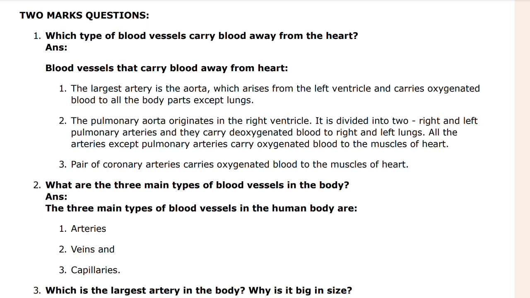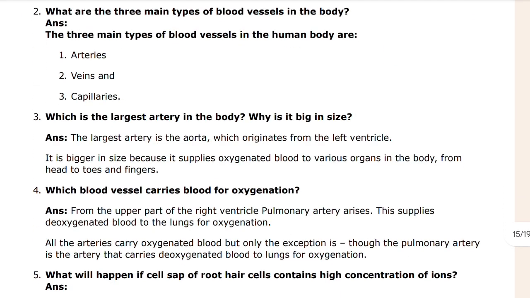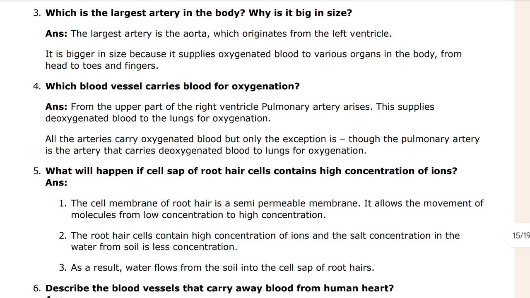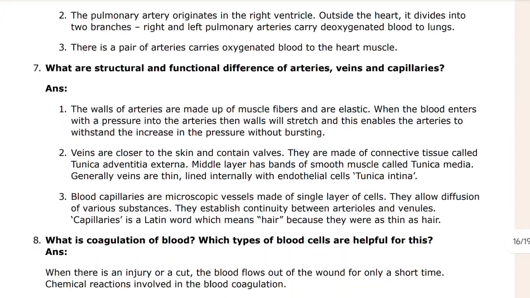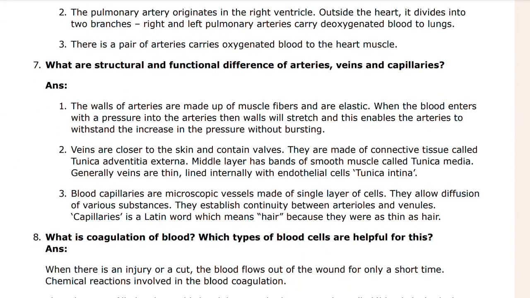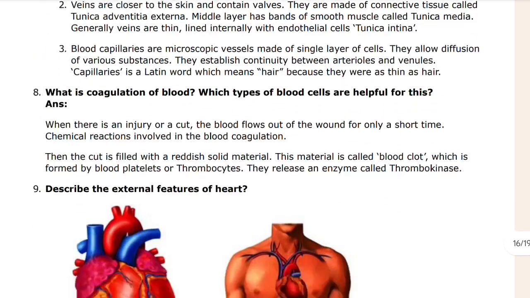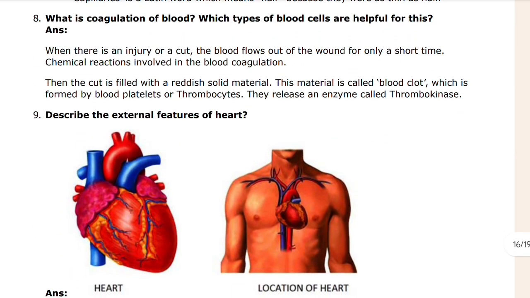You can see: which type of blood vessels carry blood away from the heart? Blood vessels that carry blood away from the heart, something is asked as a question here. According to you, you have to see that one. I hope everything is clear and you don't have any doubts from here also. Which blood vessel carries oxygenated blood? Then you can see this one also. Then, what is the coagulation of blood?